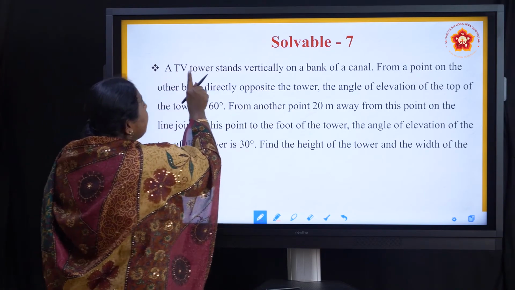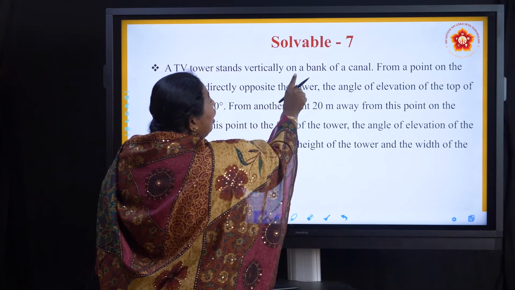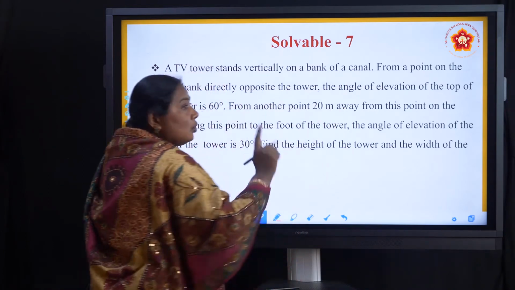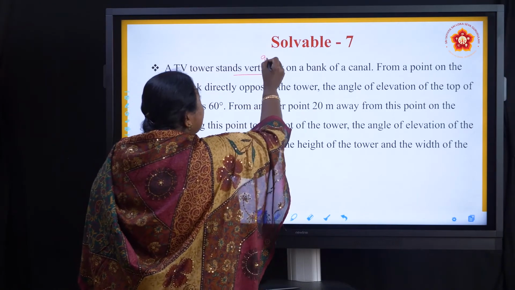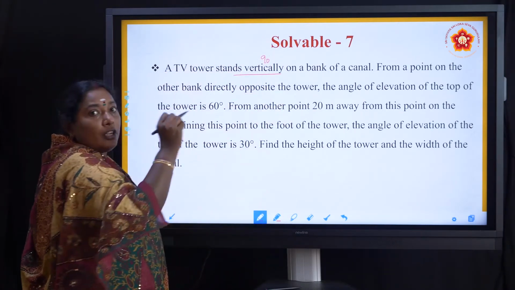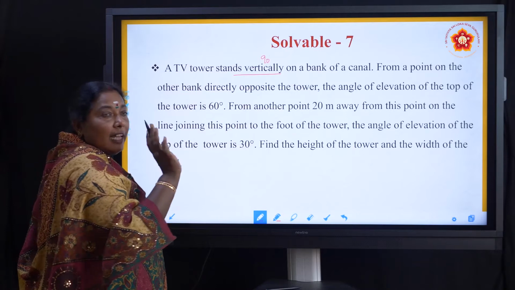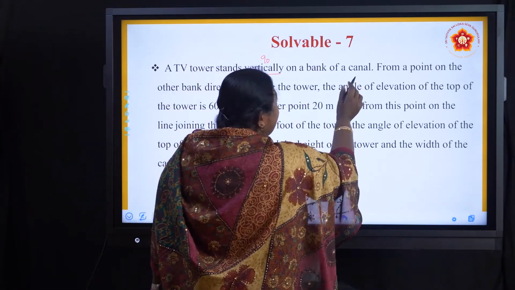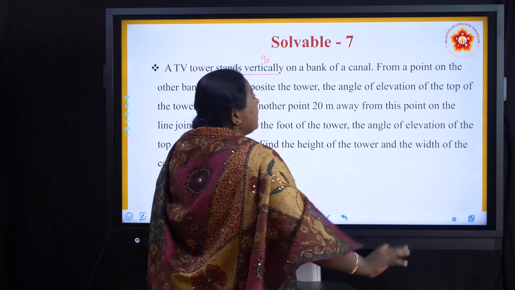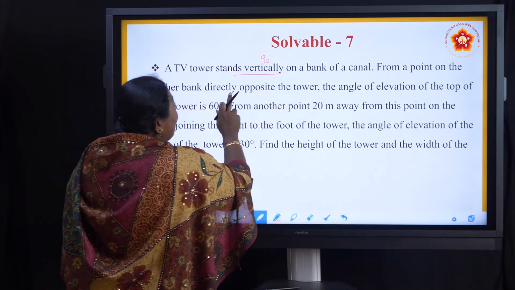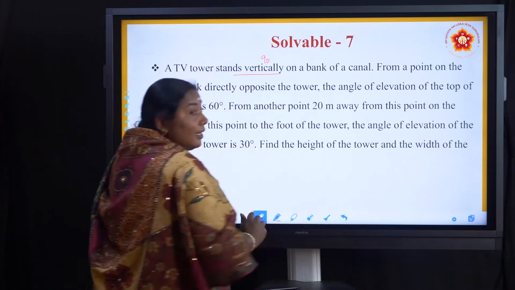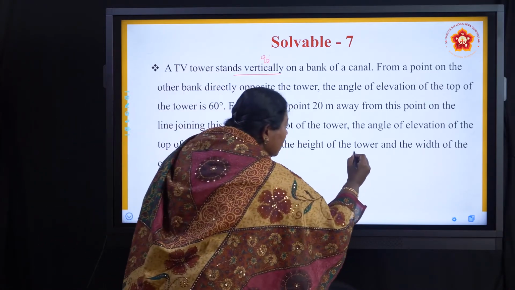See, a TV tower stands vertically on the bank of a canal. The word vertically represents that it is giving a 90 degree angle. That is why I am going to apply the trigonometric values. Next, on the bank of the canal, wherever it is, I don't care. From a point on the other bank directly opposite to the tower. So now comes the twist.